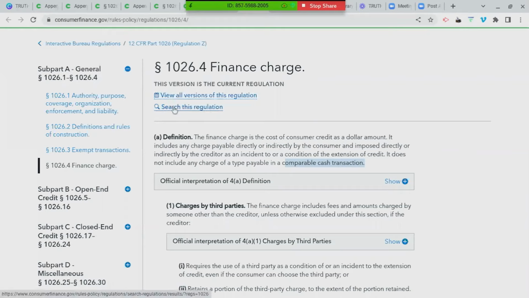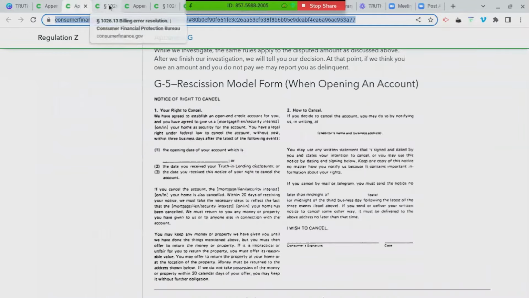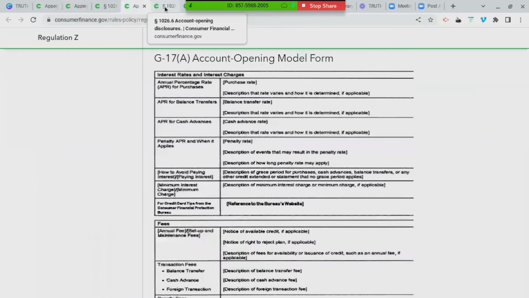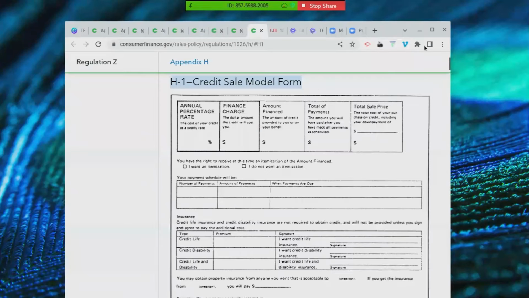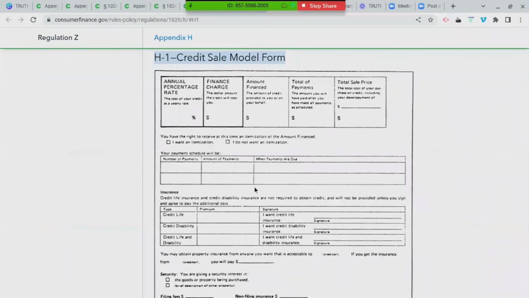Again, I have that one pulled up, the Truth in Lending Act disclosure form. If you ever went to get an auto loan, this is the H-1 credit sale model form, right? You may be familiar with this form if you ever went to get an auto loan. This is the form that they are required to provide to you, and it has to be in this form. And in that form, the finance charge is supposed to be the sum of all of the charges in the finance charge.